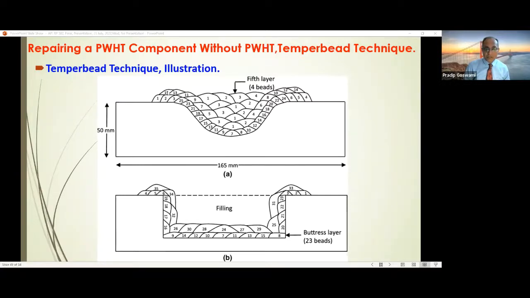That means when bead number 15 is deposited on bead number one, the heat input of this bead is going to temper the weld deposited in bead one. So that is the logic behind this. One has to be very careful and very specific about the deposition technique or deposition methods. That is the way one has to build up the entire layer and entire welding sequence. That is why tempered bead requires lots of thought, lots of care and lots of observation before application.